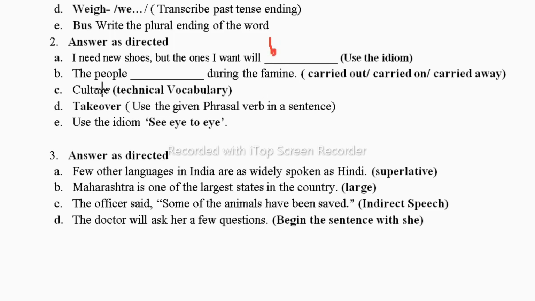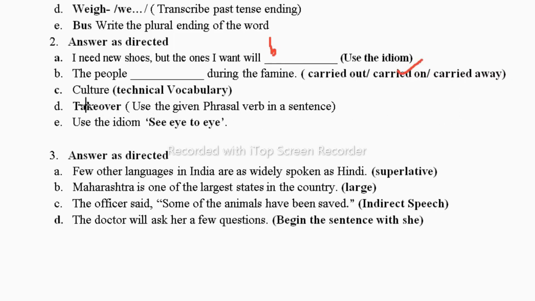Now next one, "The people dash during famine": carried out, carried on, or carried away. You need to choose the suitable phrasal verb here. I have already uploaded a video on textbook exercises. You can go through that. So here the answer is carried on. That means to continue doing something in spite of difficulties.